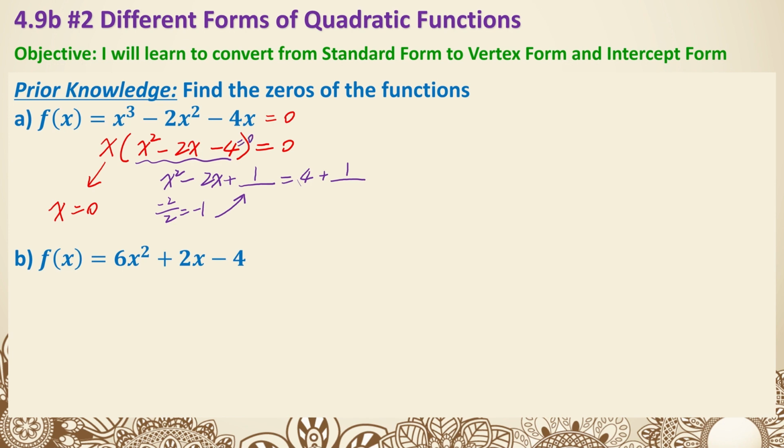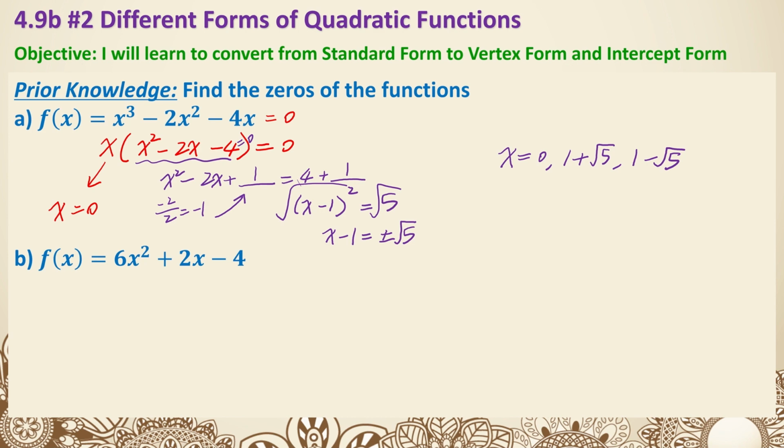So basically, I've set this equal to 0 and solved that. Okay, so we're going to have x minus 1 squared equals 5. Taking the square root, x minus 1 equals plus or minus square root of 5. So our final answer: x equals 0, and then moving the 1 over, 1 plus square root of 5, and 1 minus square root of 5. These are the zeros for question A.